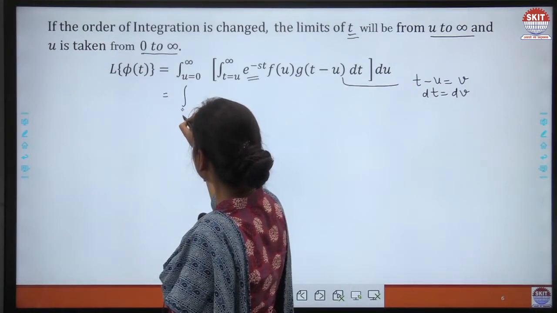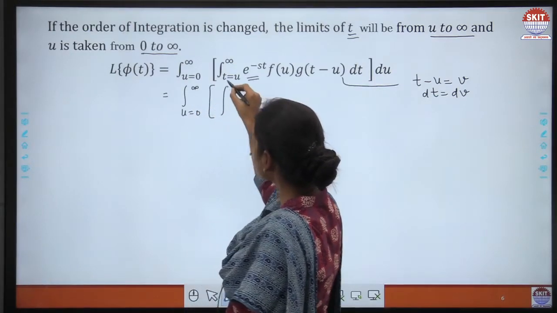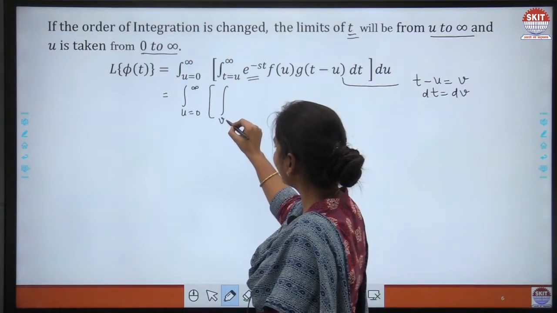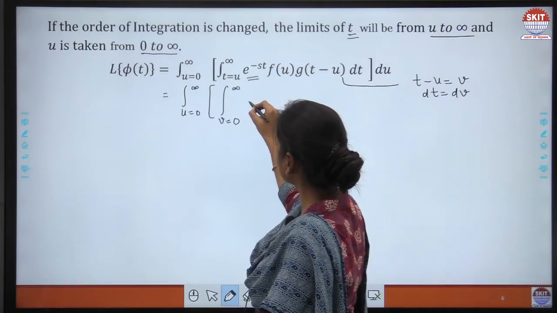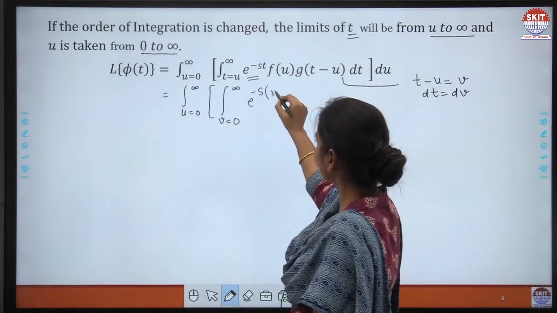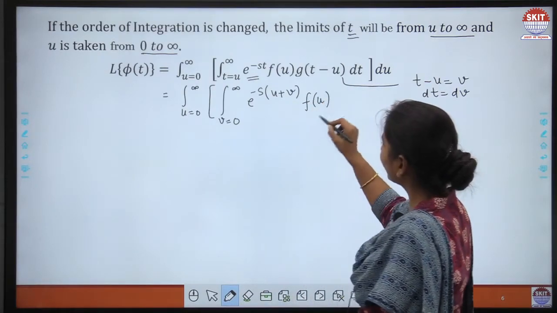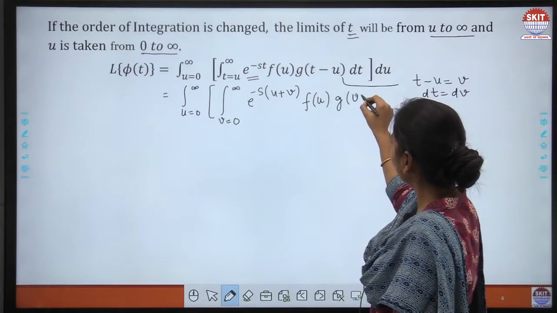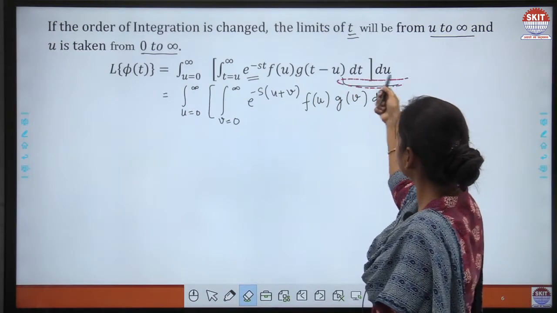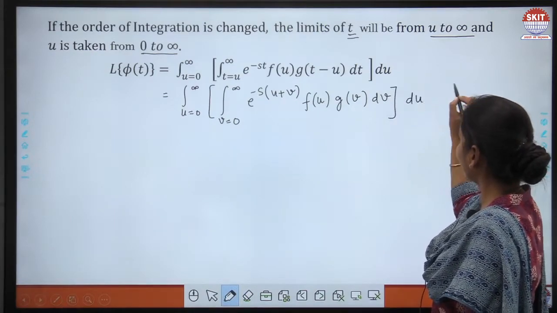I get integral u from 0 to infinity. We have not changed this one. Now since I have replaced t minus u by v, the new limits will be v from 0 to infinity, e to the power minus s, t will be replaced by u plus v. Then I have f of u as such. Then again I have g of v, and then dt will be replaced by dv. And again the bracket is closed, and then I will be having du.